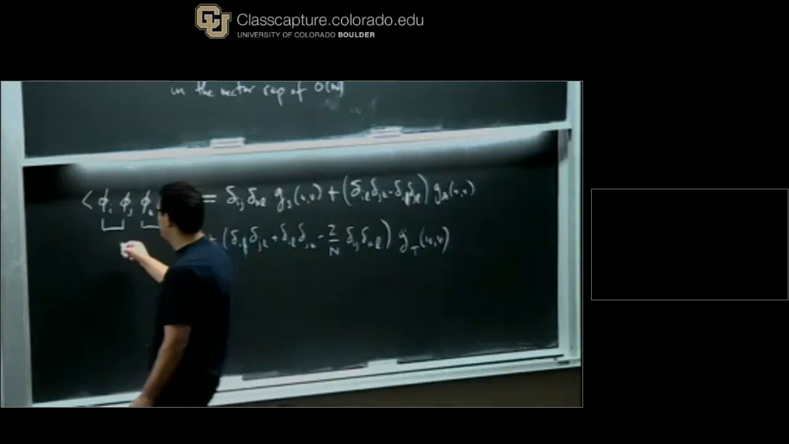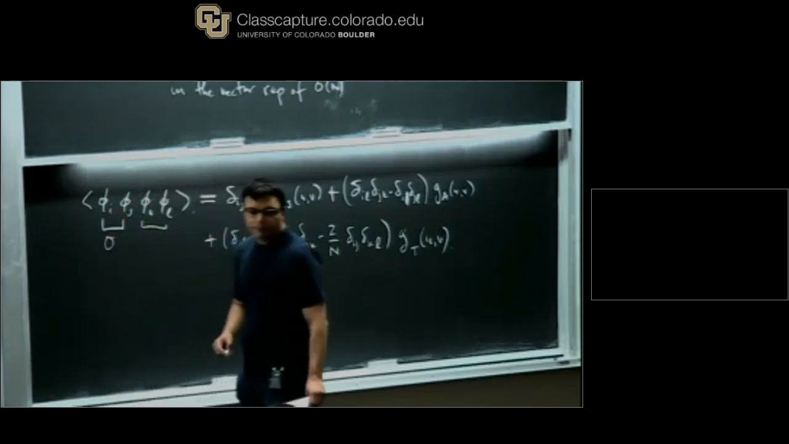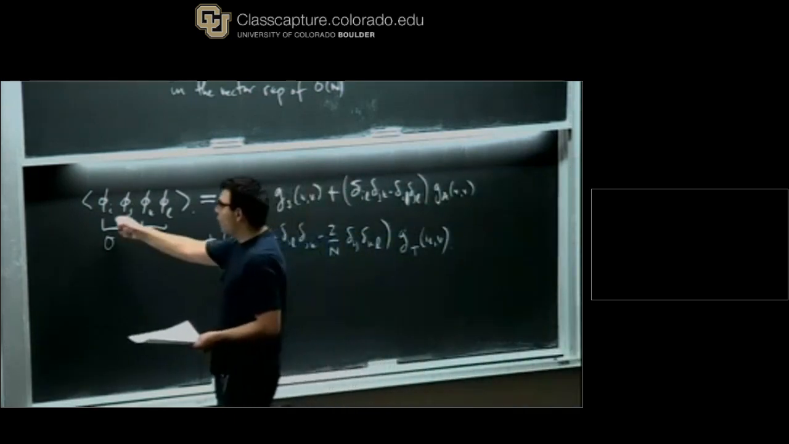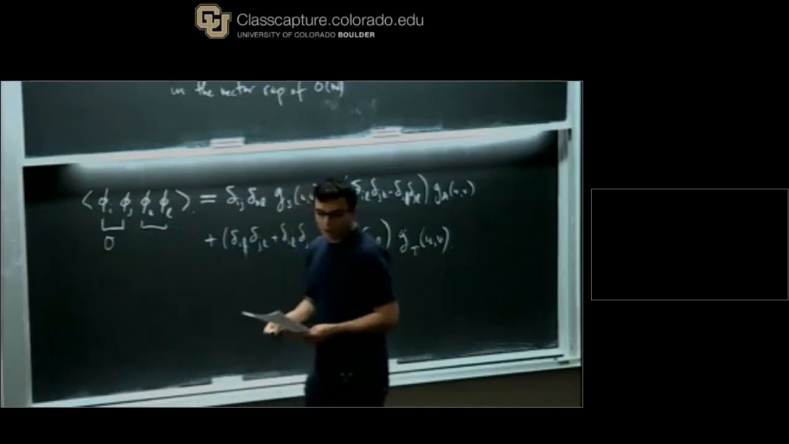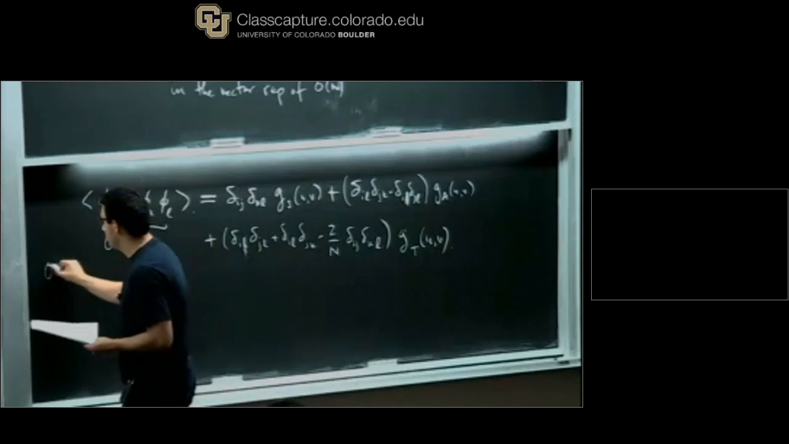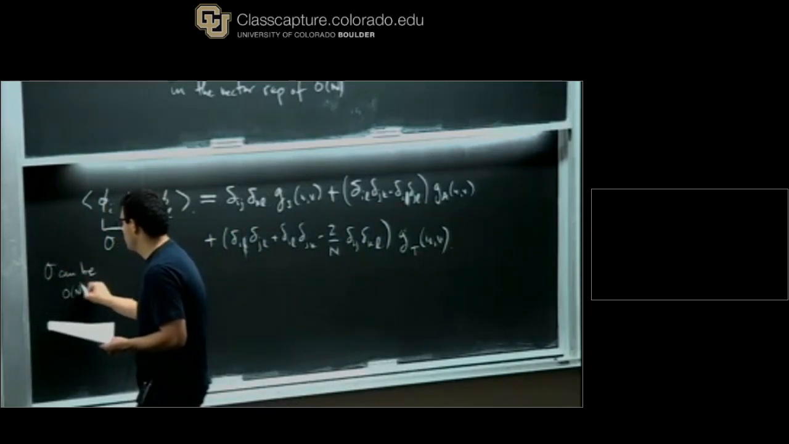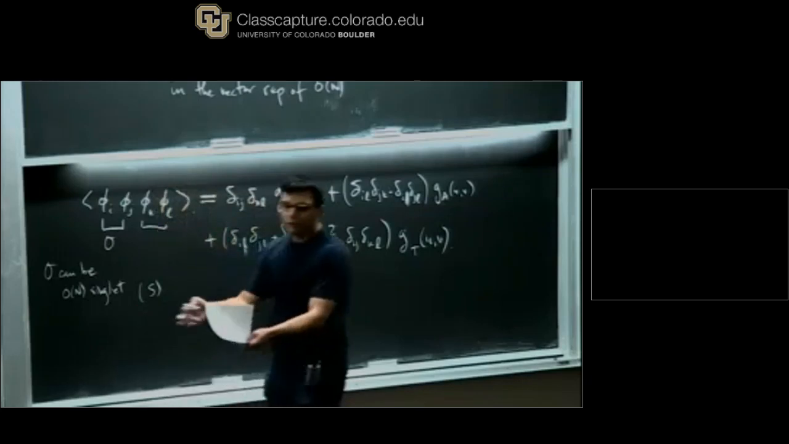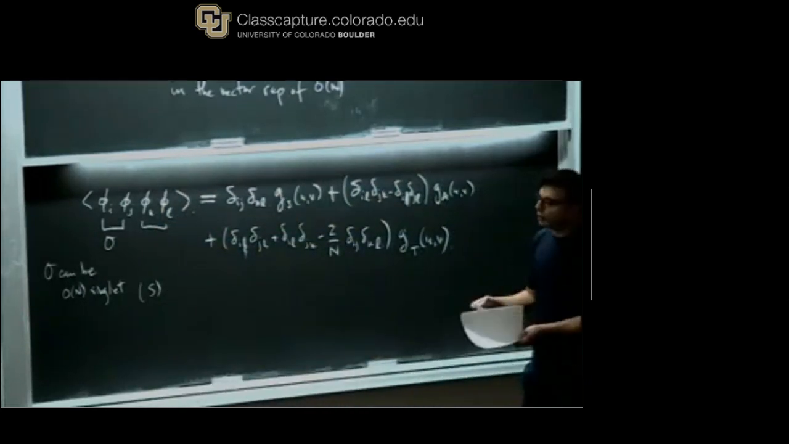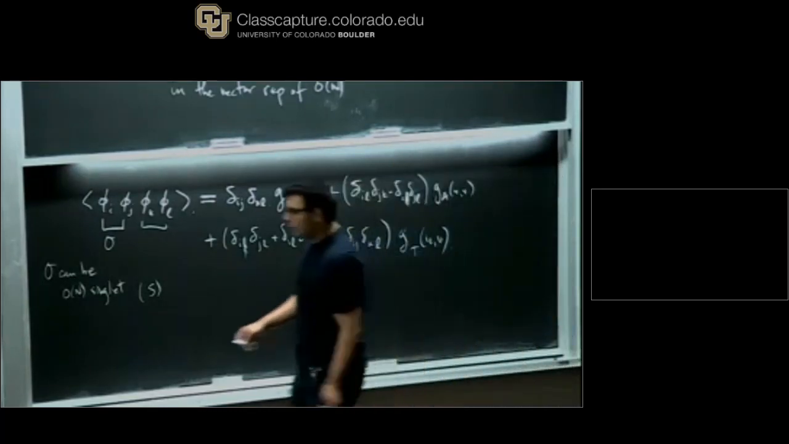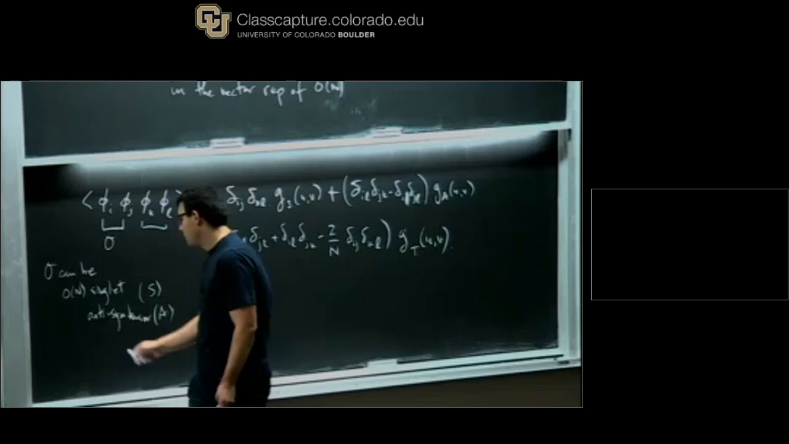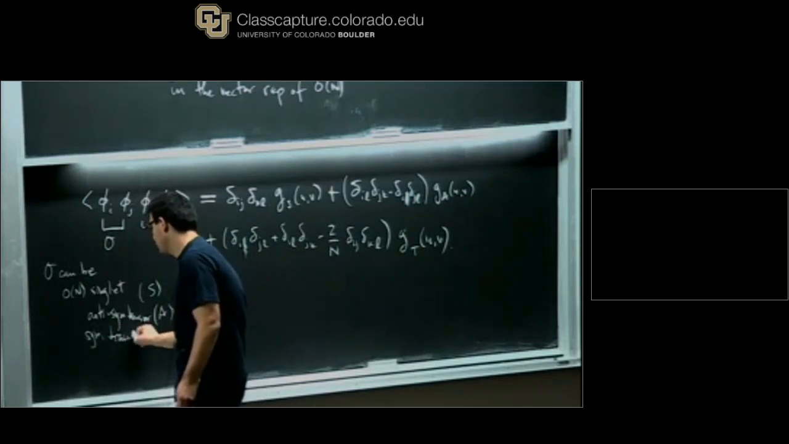If we take this first OPE, there are some operators O that can appear in this OPE. These operators, in general, transform under O(N). How can they transform under O(N)? Well, they can transform in any irreducible component of this product of two vector representations. So O can be an O(N) singlet, I'll call that S. If we contract the indices, we can get a singlet, an anti-symmetric tensor, which I'll call A, or a symmetric traceless tensor, which I'll call T.